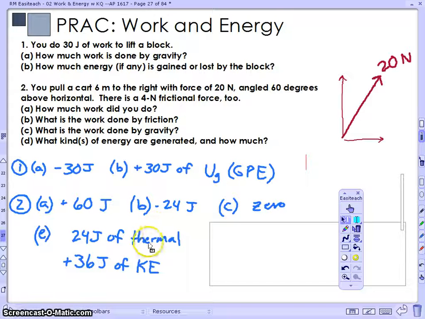And the types of energy generated, what did I skip? Yeah, C and D. I don't know why I said E there, sorry. There were 24 joules of thermal energy generated and 36 joules of kinetic energy. 36 joules is also the net work. Does that make sense? Think about that. 36 joules is the net work, and therefore that's how much kinetic energy was gained.